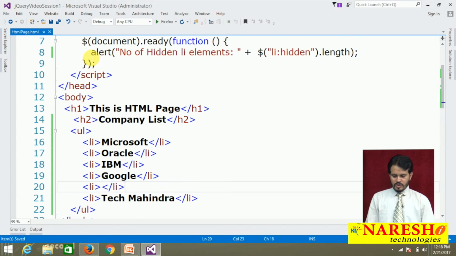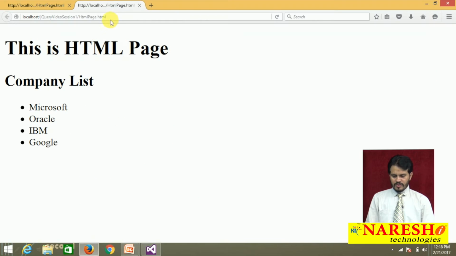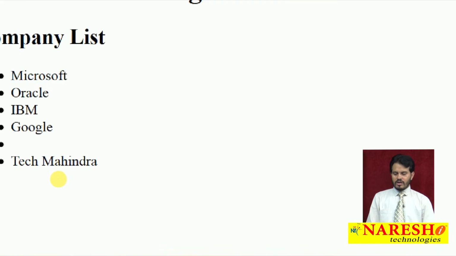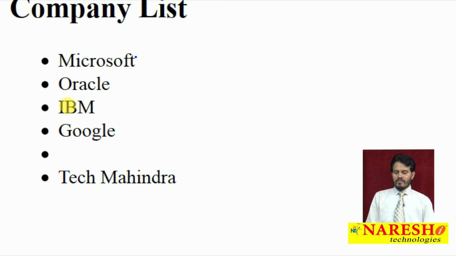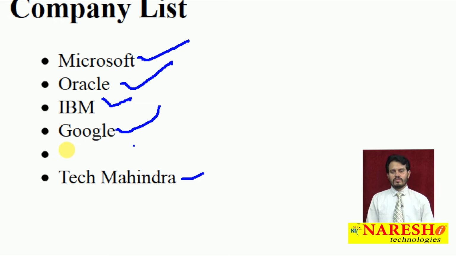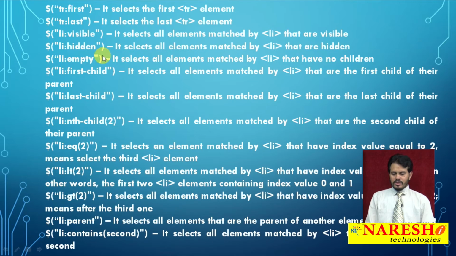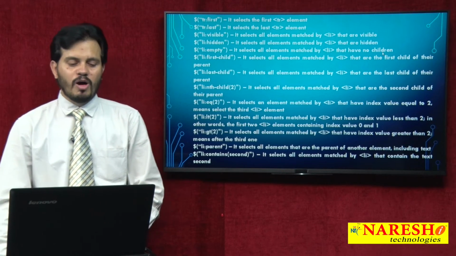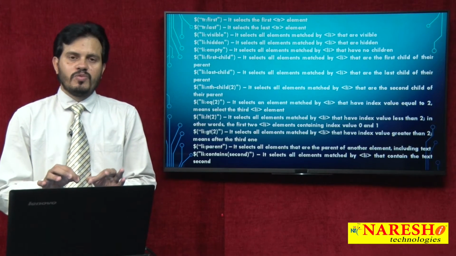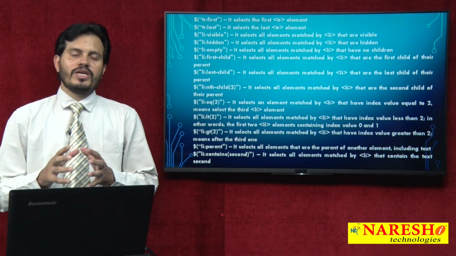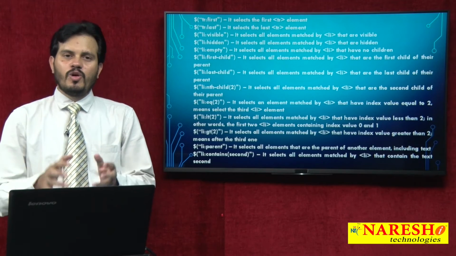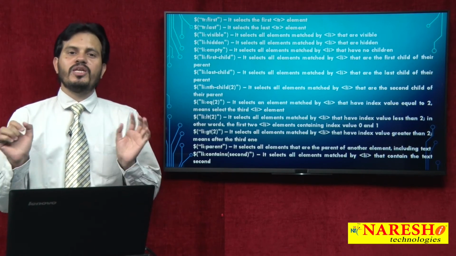So save this, remove this code and come down to the browser and refresh. You can see it displaying all 6 li. The first ones have values Microsoft, Oracle, IBM, Google, Tech Mahindra. I have one more li, but this doesn't have any content, meaning it is without any children element. So here I am saying that it selects all elements matched by li that have no children. I want to perform some operation on those li elements which have no children. So let me show you one example to count how many li elements are right now present on our HTML document which don't have any children.